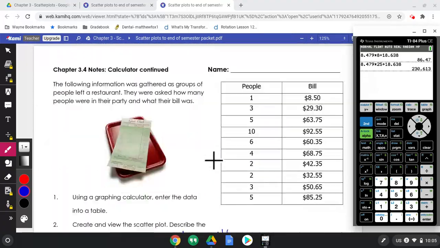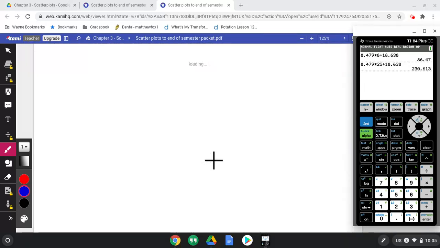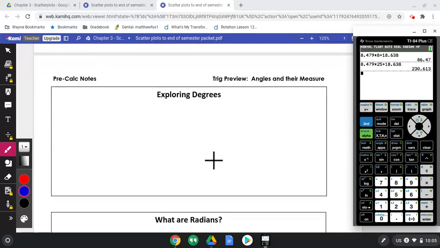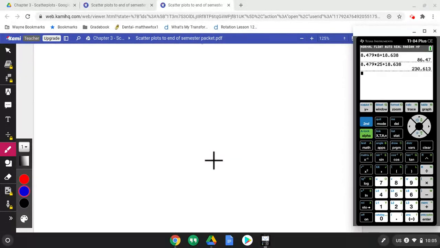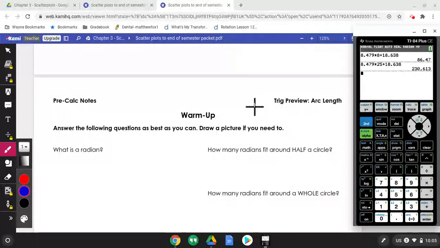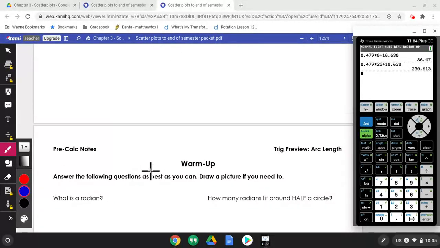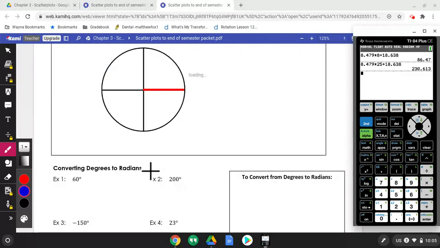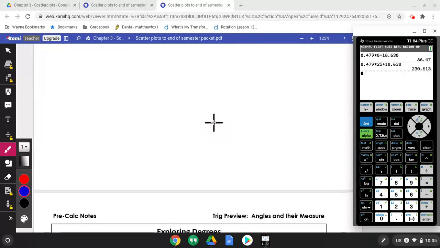It's in It's Learning. Then also, just so you guys are aware, there's then one page that's blank, and then the next page, exploring degrees, what are radians. This is a little bit of an intro chapter to trig that we're going to do. Well, it's not really a chapter. It's just 2 lessons. That's what we'll do when we get back from Christmas break, just to spend a little bit of time that week doing some intro to trig.